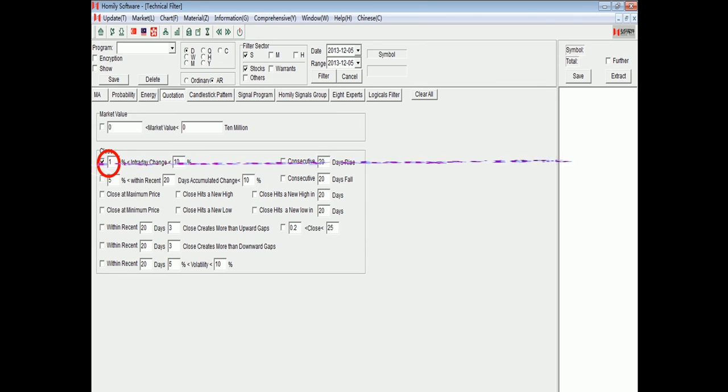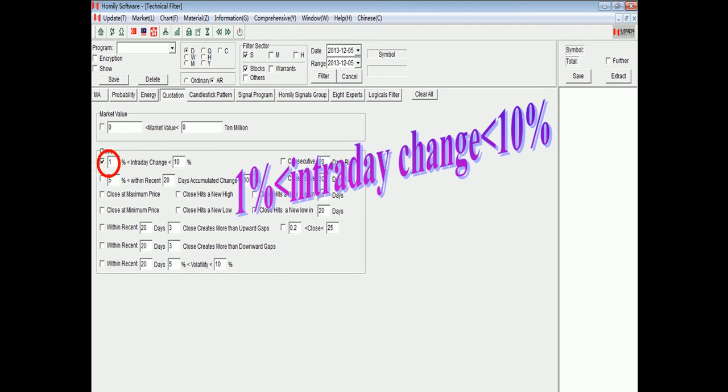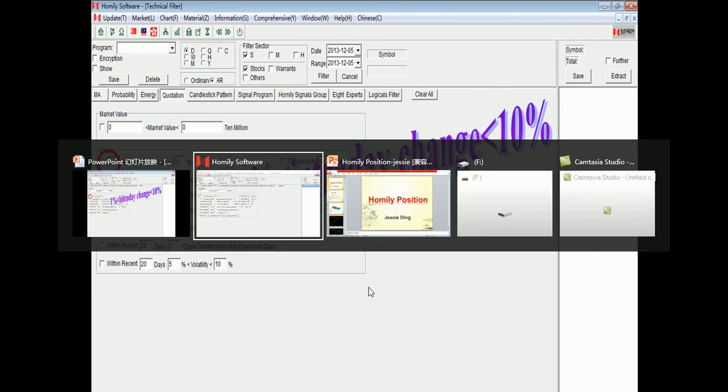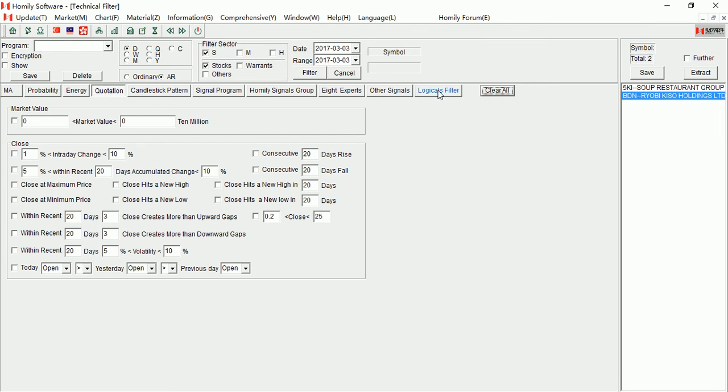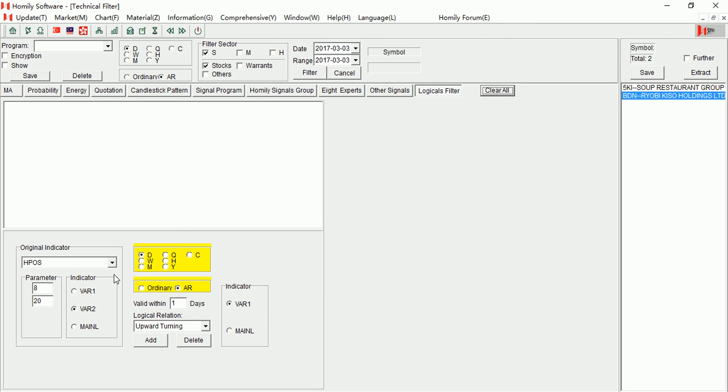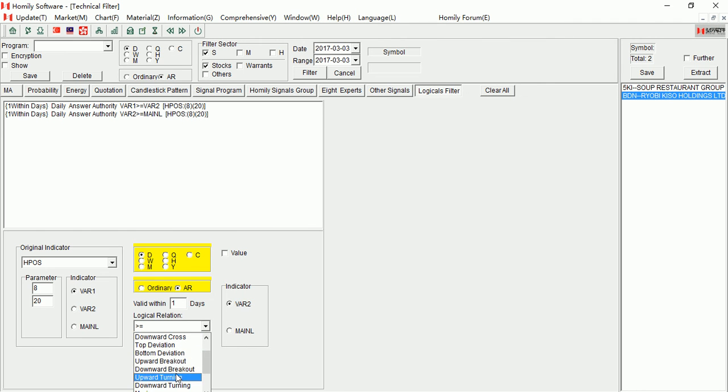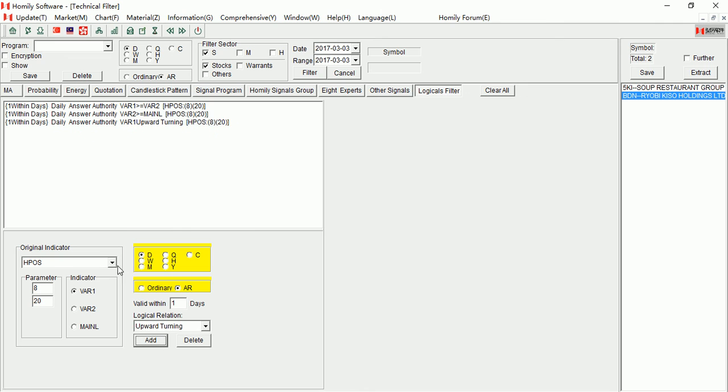Then the change is the same because we want the bullish candlestick. So how do we do that? Firstly, change to HPOS. VAR1 more than or equal to VAR2, click Add. VAR2 more than or equal to main line, click Add. VAR1 upward turning, click Add.